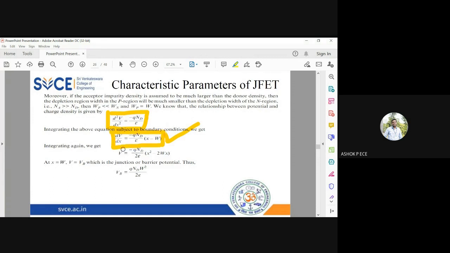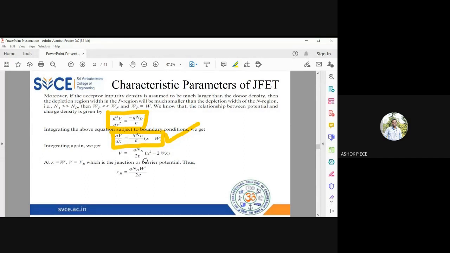So V will be equal to minus q Nd by epsilon into integration of x, which is x square by 2, and integration of W is W into x. So if you take that 1 by 2 outside, you get V is equal to minus q Nd by 2 epsilon into x square minus 2 W into x.